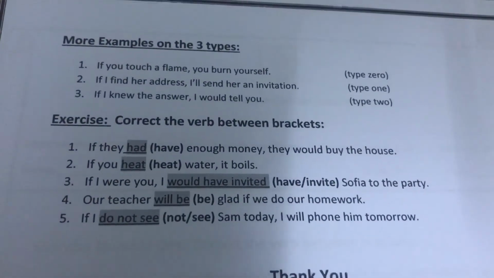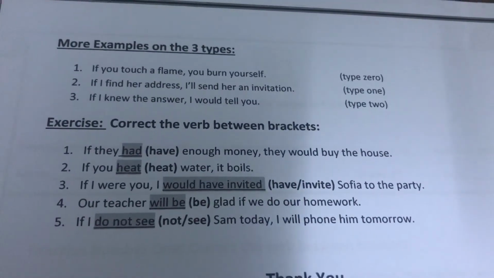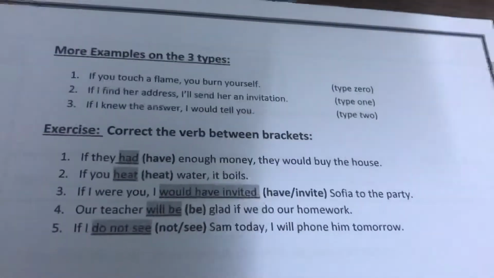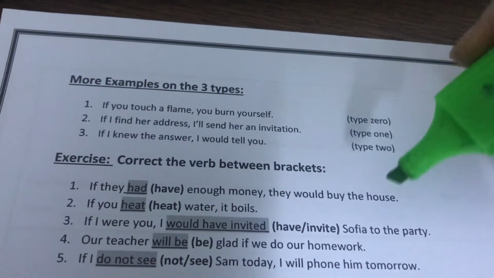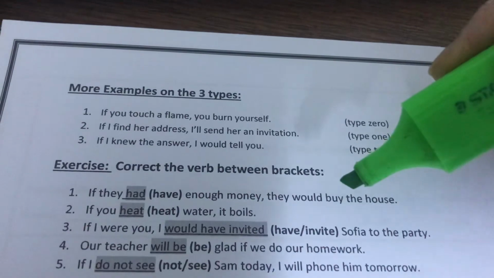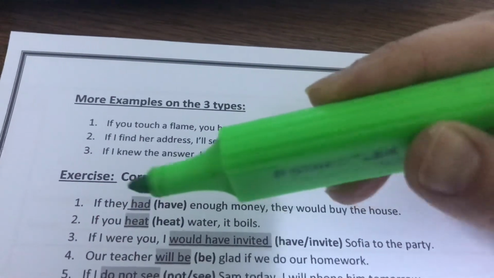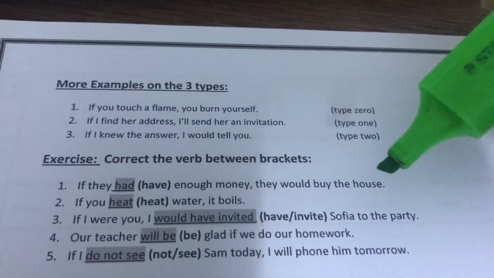Here we have an exercise. Correct the verb between brackets. If they have enough money, they would buy the house. Here we see the words would buy, so it's type 2. So the first section of this sentence has to be in the simple past, so have will become had. So if they had enough money, they would buy the house.